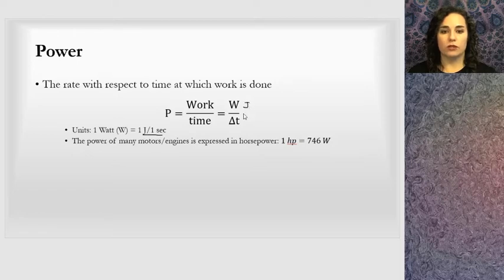Remember, work is energy, which is joules. T is time. The unit joule per second is a watt. So when you see watt, think joule per second. The power of many motors or engines is expressed in horsepower. So we're going to do a car problem with horsepower in it. Horsepower can be converted to watts. Horsepower is power, but it's a different unit. To convert it to watts, 1 horsepower is 746 watts. So we'll keep that in mind.